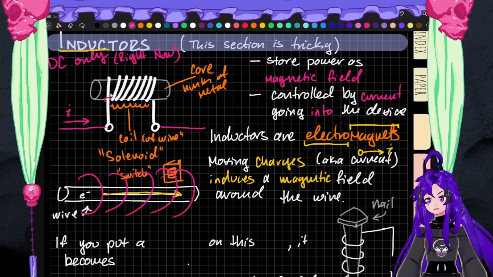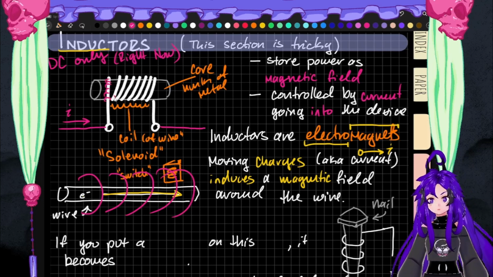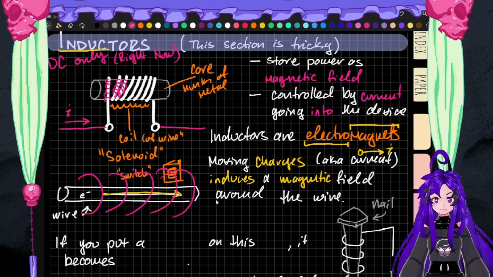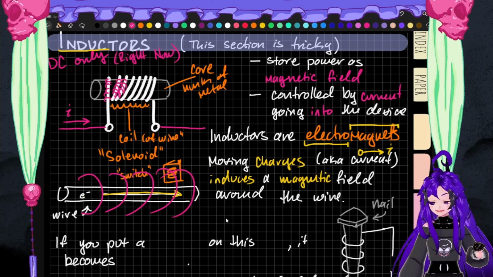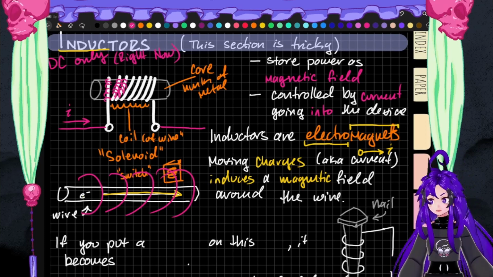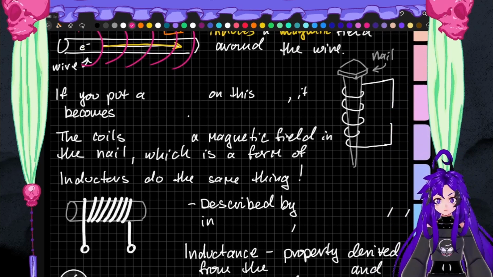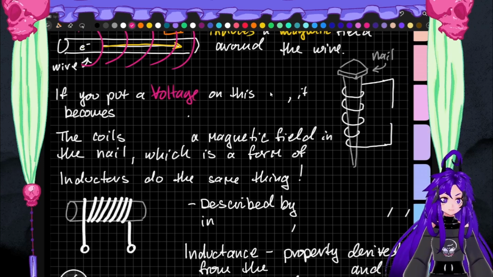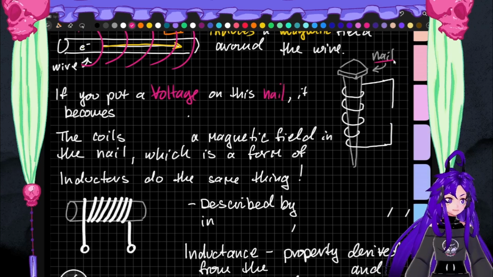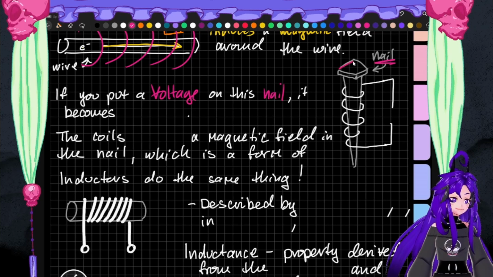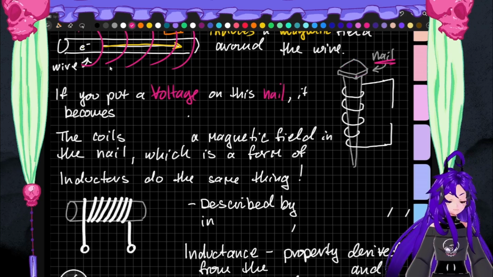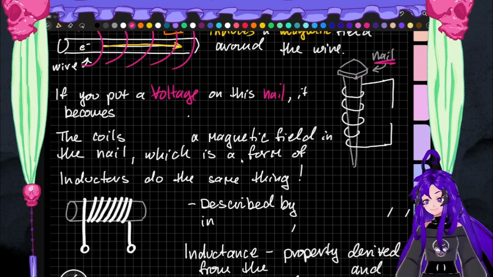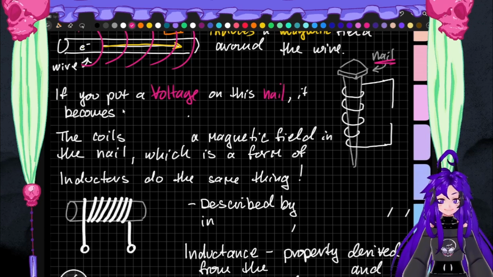Well, now imagine what happens when you do that through coils of wire. Why, you've got overlapping magnetic fields. Hold on to that idea. We're going to get there. So, if you put a voltage on this nail, this is the nail, a very crudely drawn nail, it becomes magnetic.